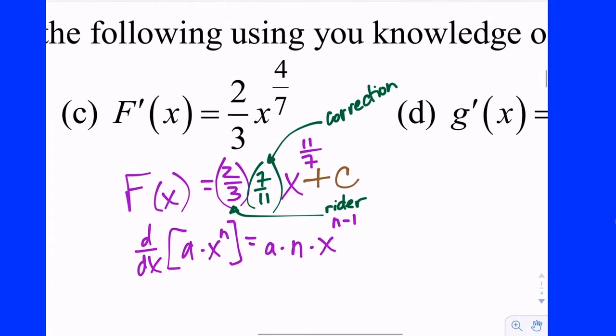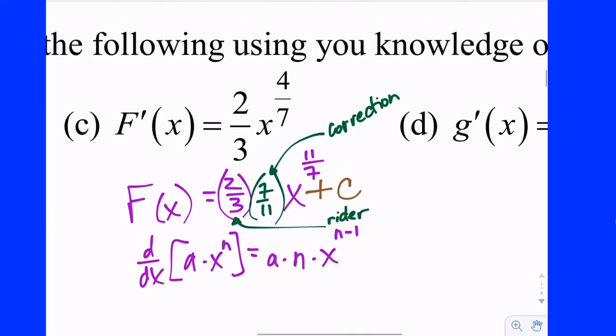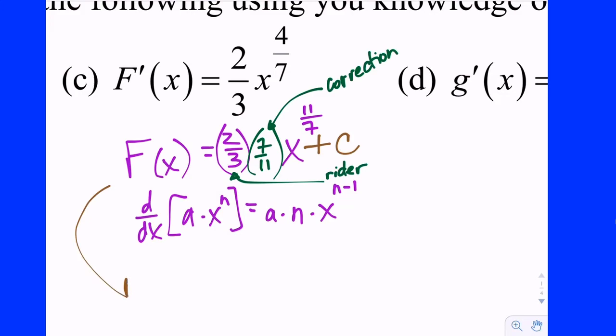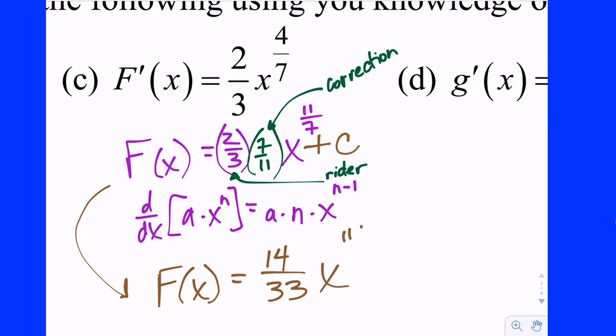So what did we really do? Instead of multiplying and subtracting, we added 1 to get our new exponent, and then we just divided by the new exponent, or in this case, multiplied by its reciprocal. And once you have that, feel free to tidy up a little bit. Combine your two numbers in front. I don't think anything divides out, so we end up with the wonderful number 14/33 x to the 11/7 plus c.